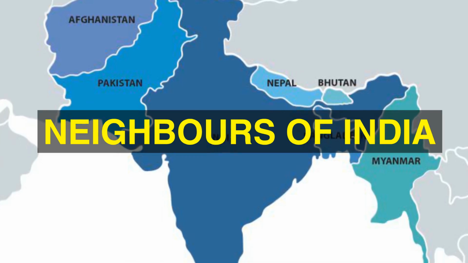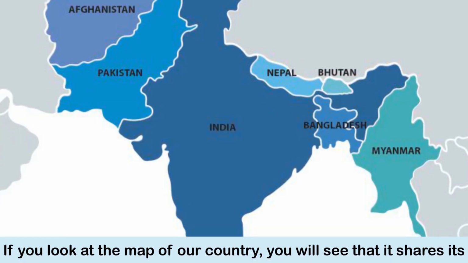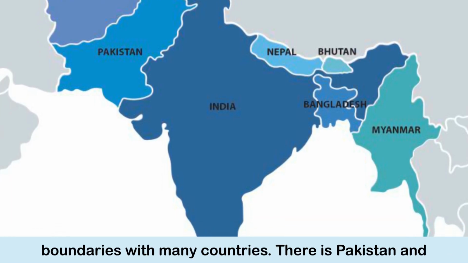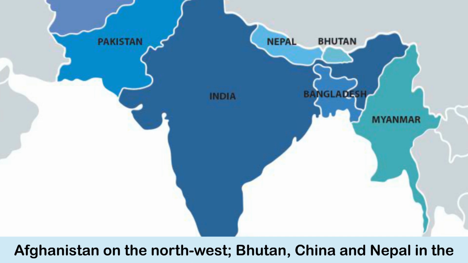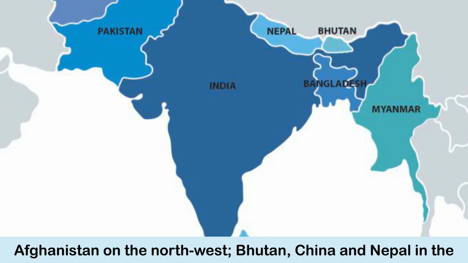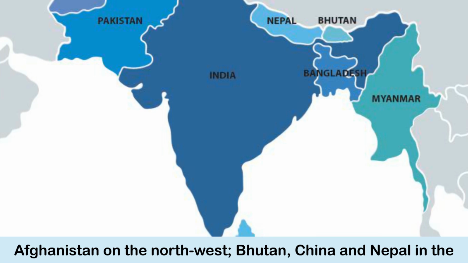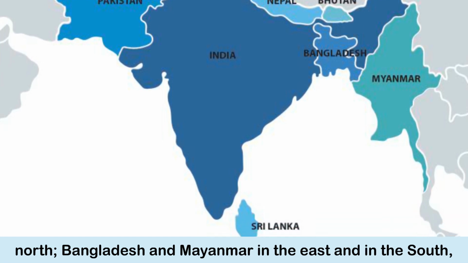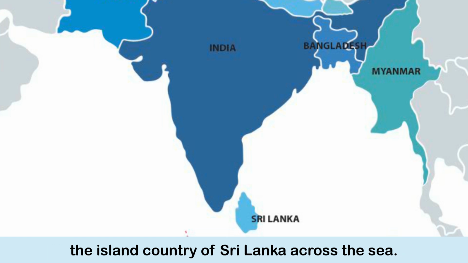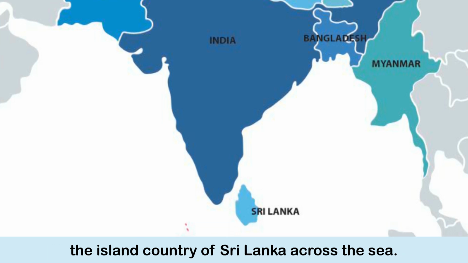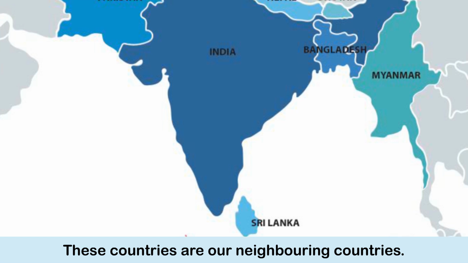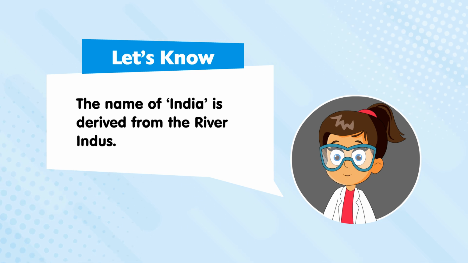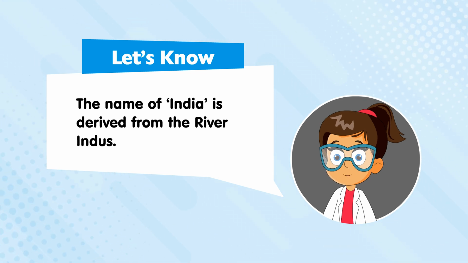Neighbors of India. If you look at the map of our country, you will see that it shares its boundaries with many countries. There is Pakistan and Afghanistan on the northwest, Bhutan, China and Nepal in the north, Bangladesh and Myanmar in the east, and in the south, the island country of Sri Lanka across the sea. These countries are our neighboring countries. Let's know. The name of India is derived from the river Indus.